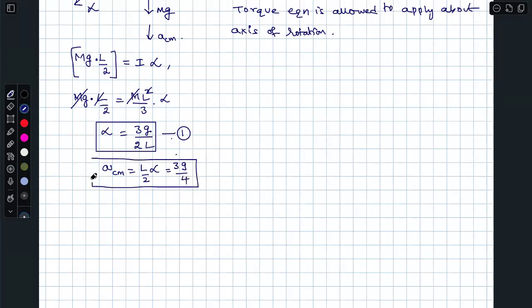You know why it is L by 2 alpha? a CM is L by 2 alpha. Yes or no? a is equal to R alpha. R stands for L by 2.